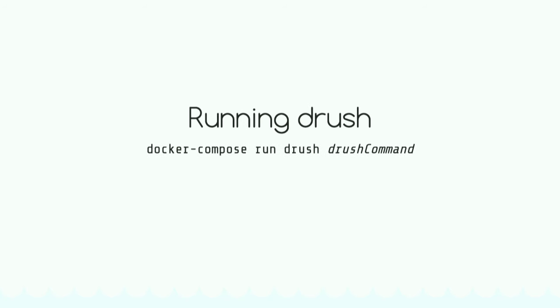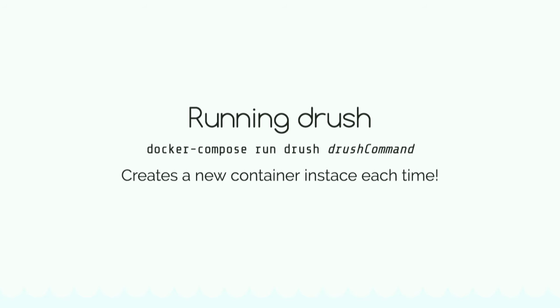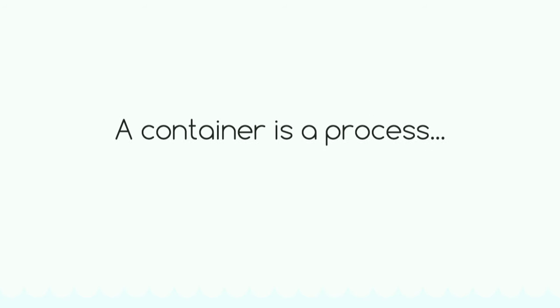So how do we run this Drush container that we added to our compose file? Well, what we do is a docker-compose run. We specify the container name in our compose file, which is just drush. And then we specify the rest of the Drush command. Now, this does have the consequence of creating a new container instance each time, but those are only a few bytes in size. So remember, a container is just a process, and it stays up just as long as that process does. So if that Drush command does its work and then stops, so does the container.